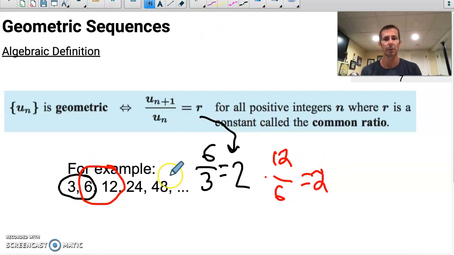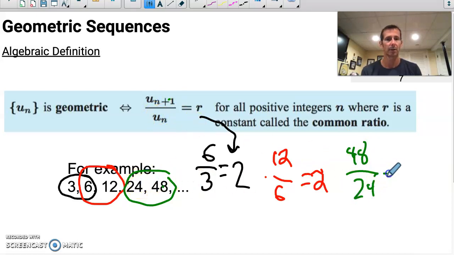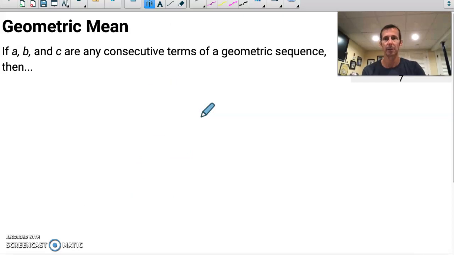I'm not going to do it with every one of them, but if I pick this pair of consecutive terms, the 48 matches with the second term in that pair, and I divide that by 24, and that also equals 2. So my common ratio is 2 for every pair of consecutive terms. And this n plus 1 just means the term that comes after this one. So if this is 6, then the term that comes after it is 12. Hope that clears that up a little bit.